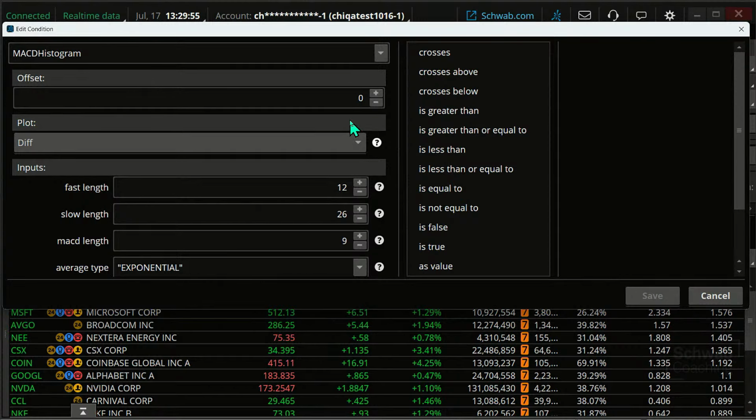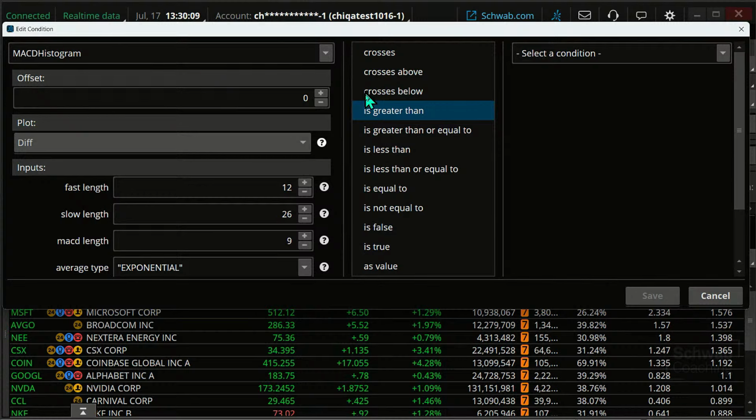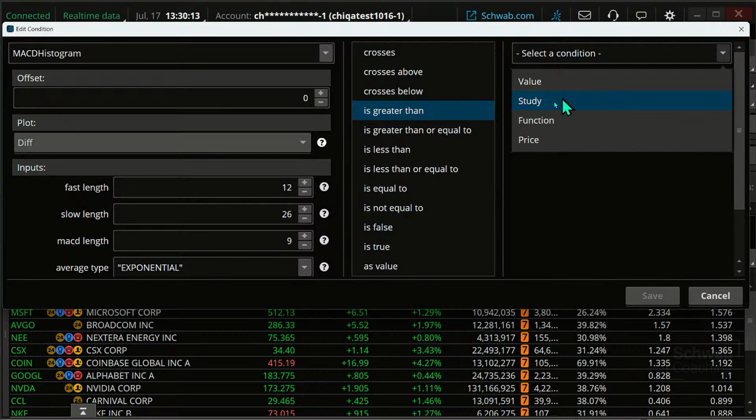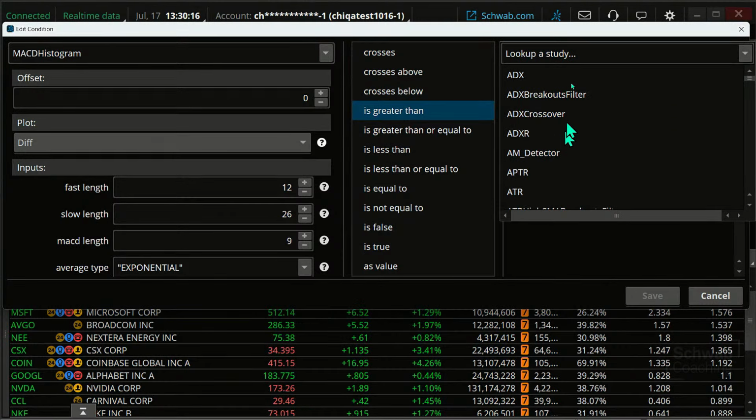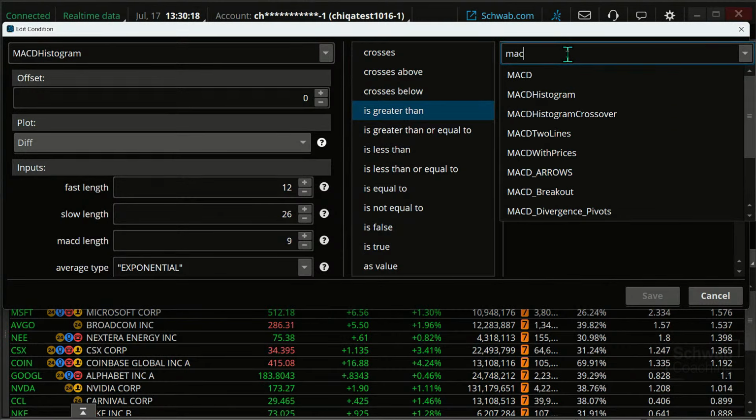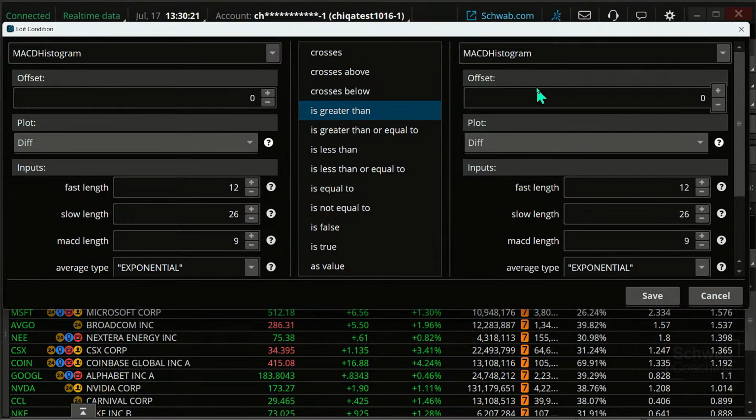What is it when we're going up? Well, when it's going up, it's higher than it was the day before. Higher than, greater than. It's greater than what? The MACD histogram is greater than what the MACD histogram was a day ago. So I'm going to go back to study, go to MACD histogram. The MACD histogram is greater than the MACD histogram. Well, that doesn't really make sense. It's greater than the MACD histogram was a day ago.